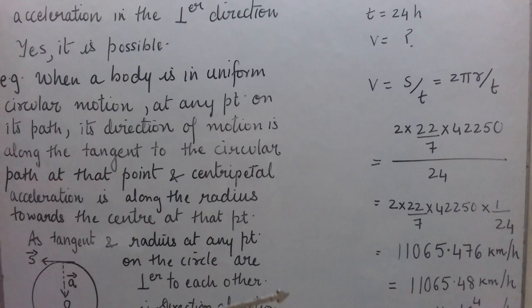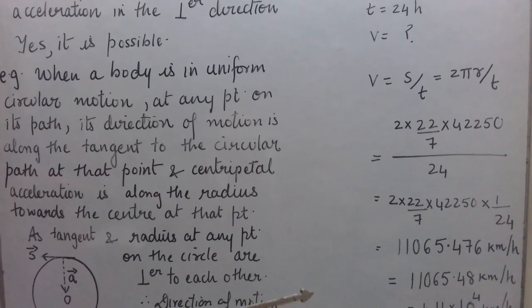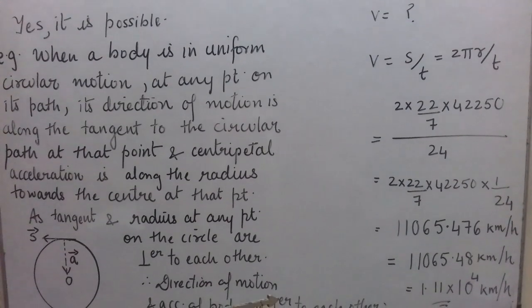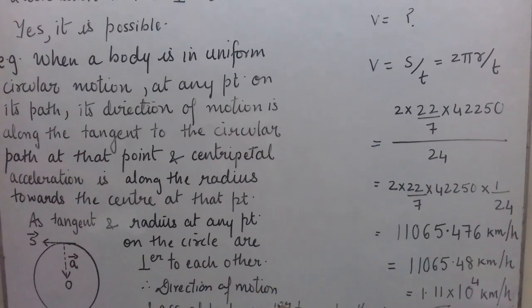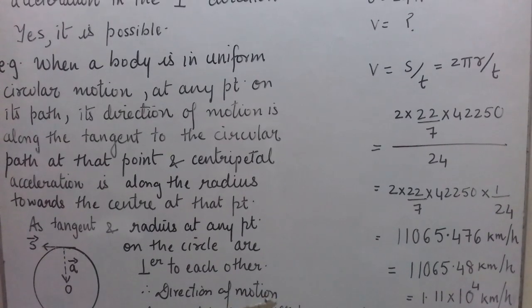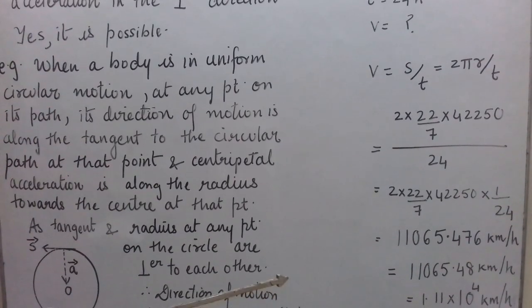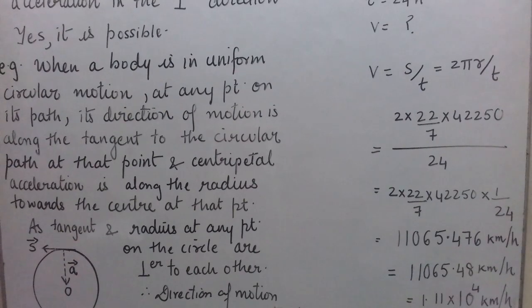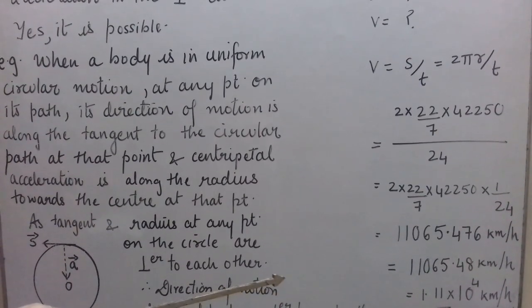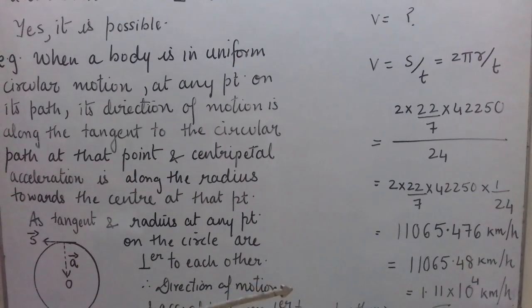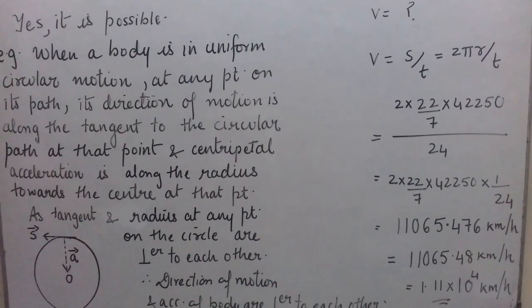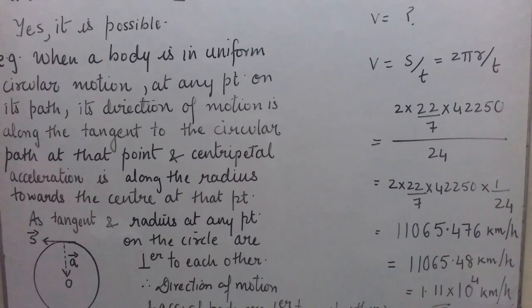So 11,065.48 kilometer per hour. Or I can write the answer in scientific notation as I've explained you before. First number has to be more than 1 and less than 10. So I've written 1.11 after rounding it off to 2 decimal places into, as I have shifted the point 4 places to the left hand side, so it will be into 10 raised to 4 kilometer per hour. I hope you have understood these numericals well.